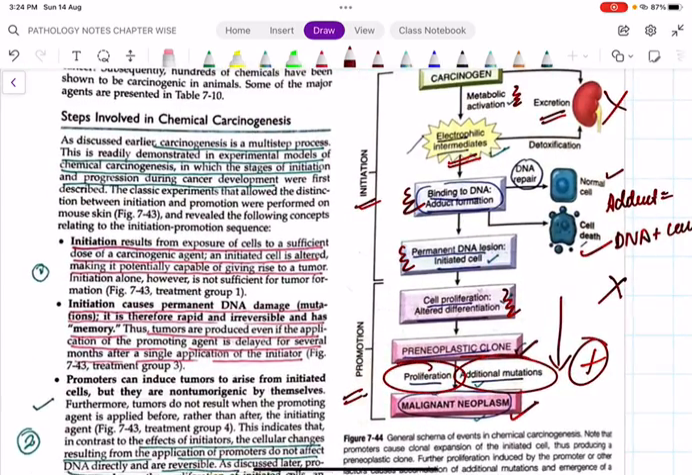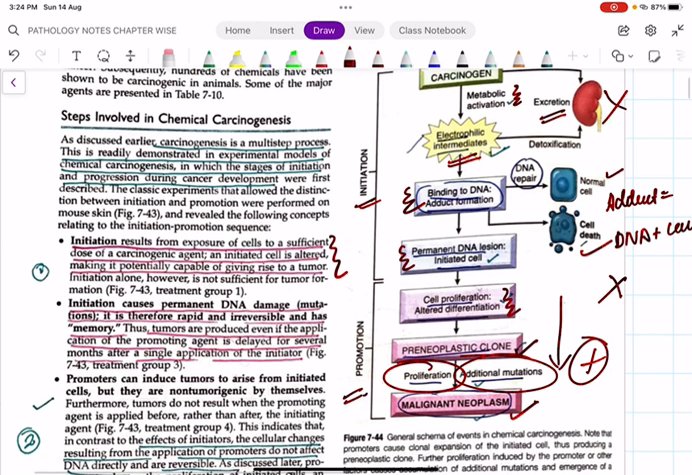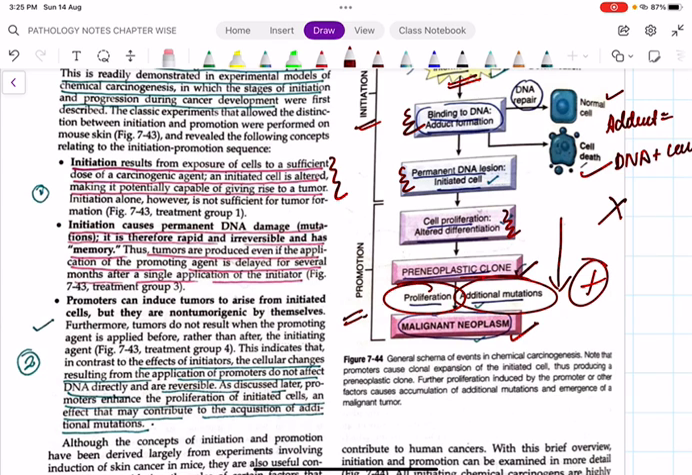Initiation results from exposure of cells to a sufficient dose of a carcinogenic agent, and the initiated cell is altered, making it potentially capable of giving rise to a tumor. That is the first step. Initiation will cause some permanent damage, or mutation, which is rapid, irreversible and has memory. The tumors are produced even if the application of the promoting agent is delayed for several months after a single application of the initiator. These are damaged cells with damaged DNA, which has that adduct, has memory, and is responsible for the formation of the malignant neoplasm.